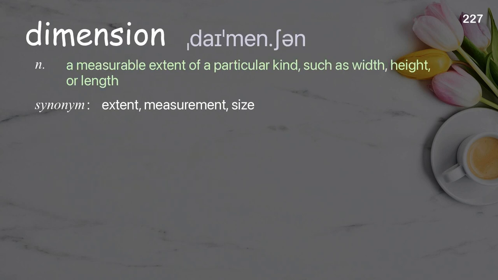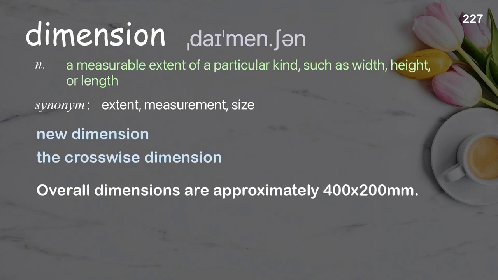Dimension: a measurable extent of a particular kind, such as width, height, or length. Examples: new dimension, the crosswise dimension. Overall dimensions are approximately 400 by 200 millimeters.